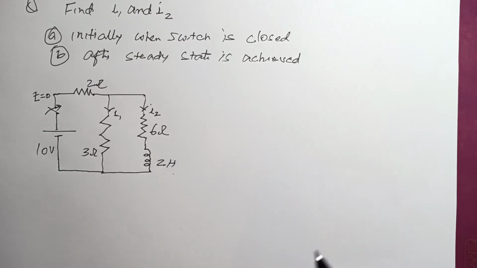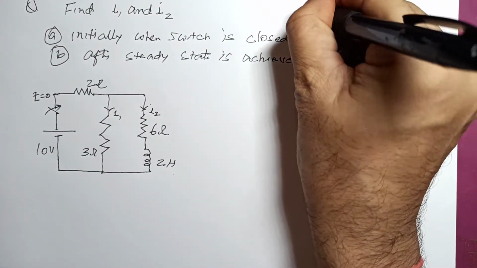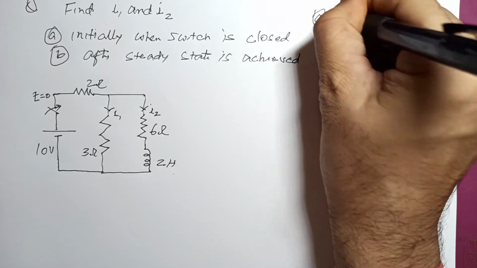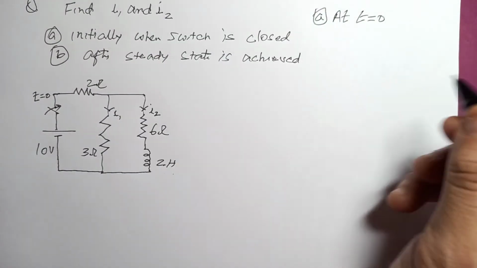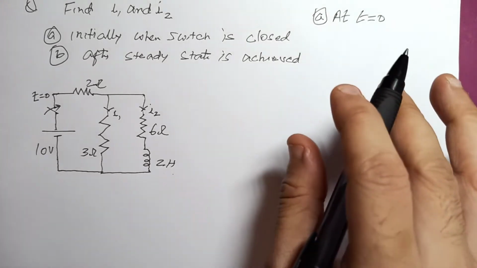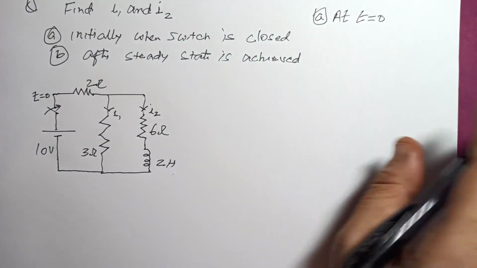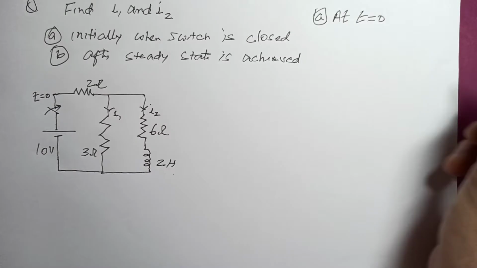Now, let's quickly talk about at t is equal to 0. At t is equal to 0, no current flows in the branch of the inductor. It behaves as an open circuit.